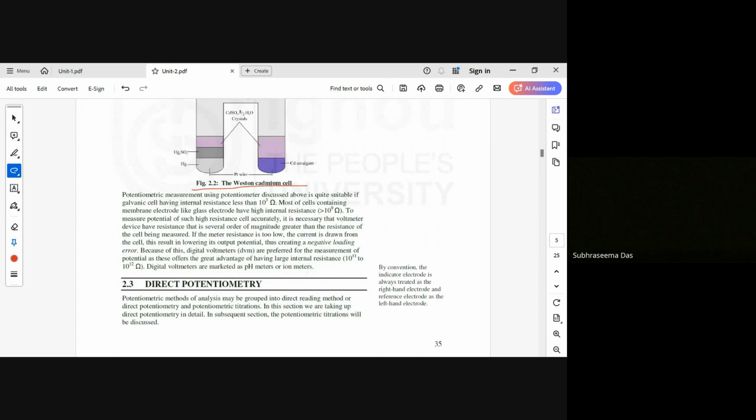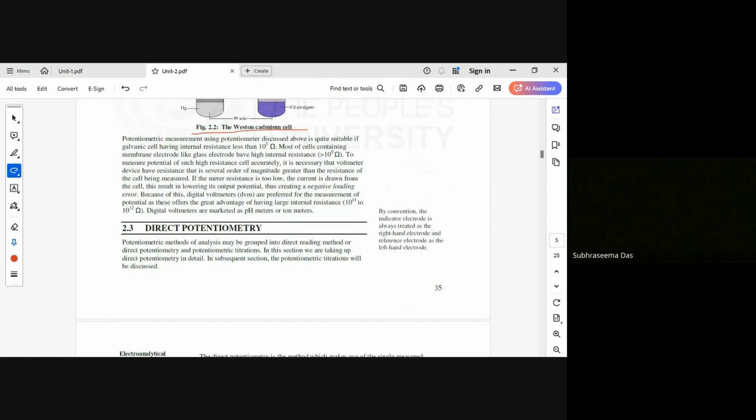Because of this, digital voltmeters, which we call DVM, are preferred for the measurement of potential that has large internal resistance, like 10 to the power 11 to 10 to the power 12 ohms. Digital voltmeters are mostly marketed as pH meters or ion meters. So for the Weston cadmium cell, laboratory potentiometers are mostly suitable when the cells have a resistance of less than 10 to the power 3. But for measurement of higher resistance, we use 10 to the power 11 or 10 to the power 12. DVMs are very commonly used in today's world in the form of pH meters or ion meters.